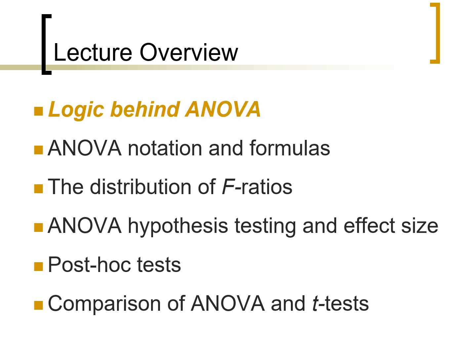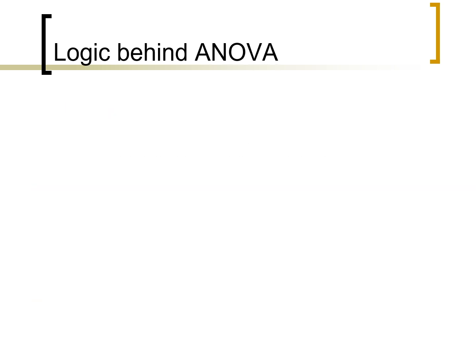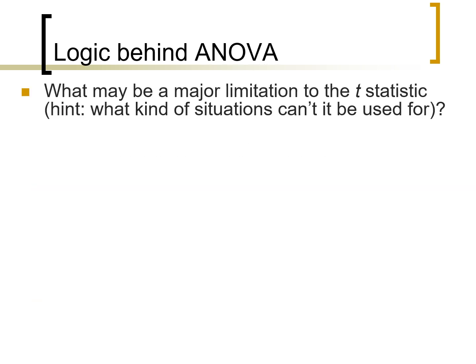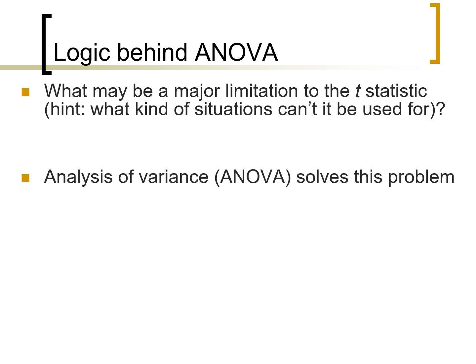So first of all, let's get introduced to the concept of ANOVA, what its goals are, how it's similar to what we've already covered, how it's building on what a t-test can do, but unlocks a lot more potential than a t-test. First of all, what is a limitation of the t-statistic? Whether it's one sample, two independent samples, or two dependent means, we're limited to just two means. Analysis of variance solves this problem because now you can test as many means as you want.